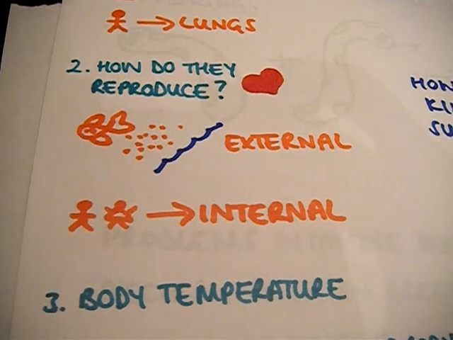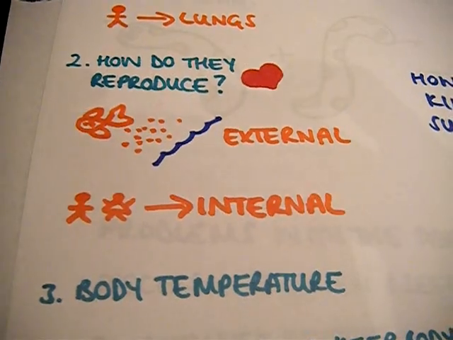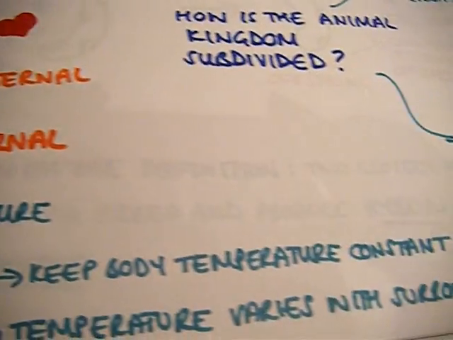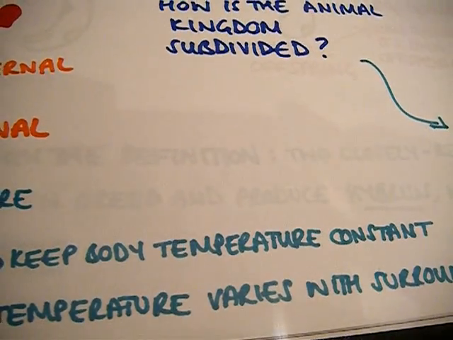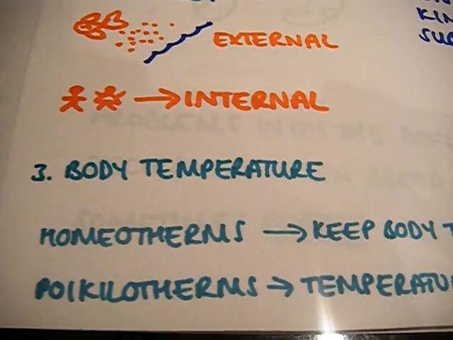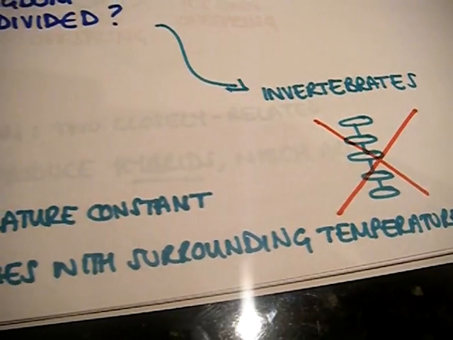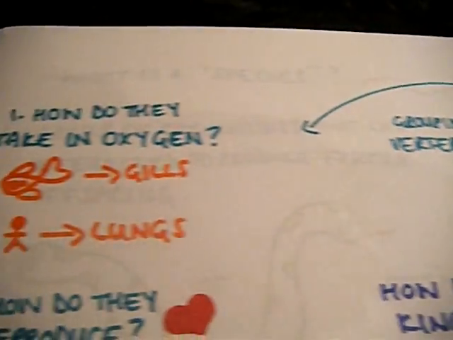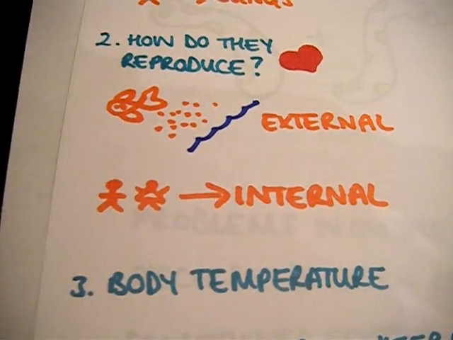A final example that I'm going to talk about here of how we can group vertebrates is how they regulate their body temperature. So there are things called homeotherms, which are things like us, which keep our body temperature constant. And there are these things called poikilotherms, whose temperature varies with the surrounding temperature. So there we've grouped vertebrates into how they take in oxygen, how they reproduce, and how they control their body temperature.